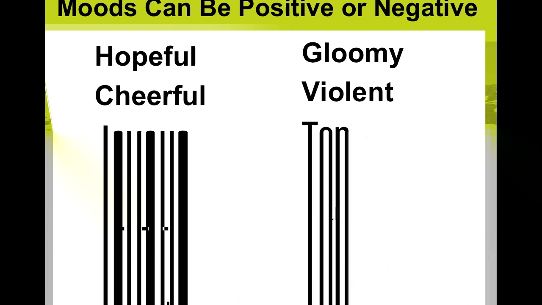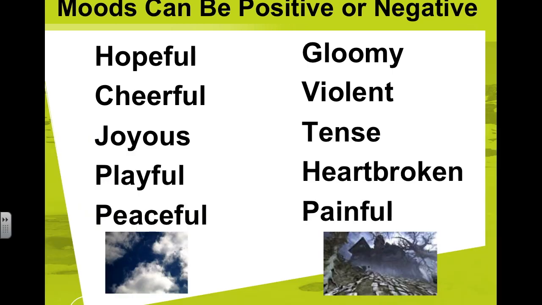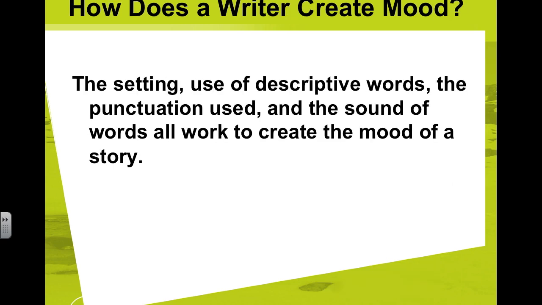Moods can be either positive or negative. So moods can be hopeful or gloomy, cheerful or violent, joyous or tense, playful or heartbroken, peaceful or painful. So if you ask yourself, how does a writer create mood? Well, they do so by picking a particular setting, using very descriptive words. The punctuation they use and the sound of the words as they work together all help to create the mood of the story.